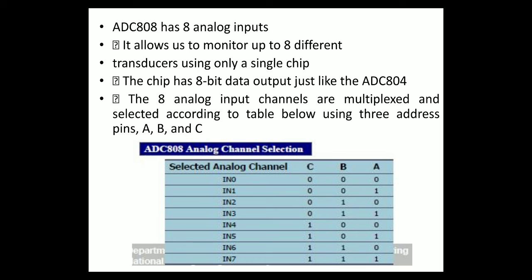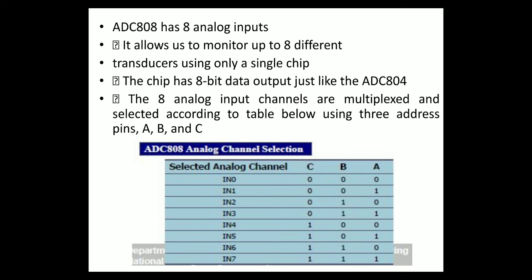So the ADC has 8 analog channels, as we have just discussed. So you can monitor up to 8 different transducers using only a single chip. That is the advantage we have. And this chip has 8-bit data output, just like ADC 0804. The channel selection will be like this. For example, 000 selects IN0, 010 selects IN2, 011 selects IN3, 110 selects IN6, and 111 selects IN7. Based upon this, you can select a particular analog channel and the conversion from analog to digital can be done. So this is the channel selection table available for us.